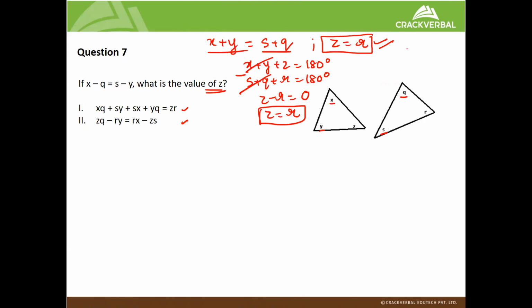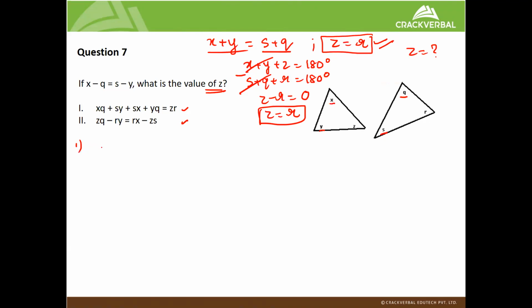And the question is asking me to find the value of z. Now, why is this a hard question? Because if we didn't figure out z is equal to r, then you're going to definitely pick either Charlie or echo to be the answer. Now let's work with the first statement.